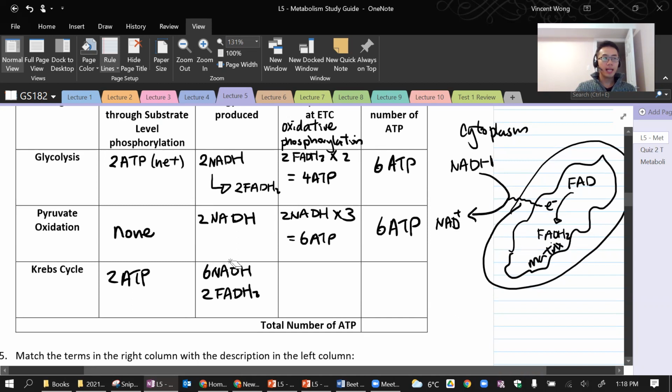So 1 NADH can produce how many ATPs? Think about it in the mind. Is it 2 or is it 3? The answer is 3, right? So 6 NADH times 3 gives you 18. Each FADH2 will produce 2. So 2 times 2 is 4. So together, this is going to be 22 ATP, right? 22. Does that make sense?